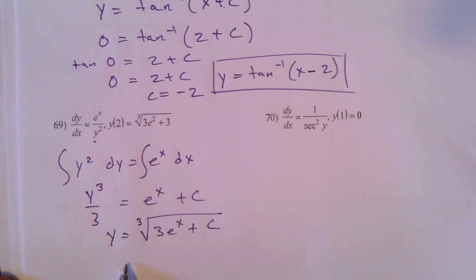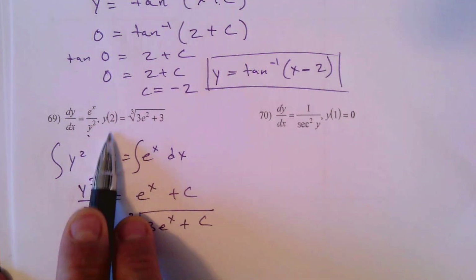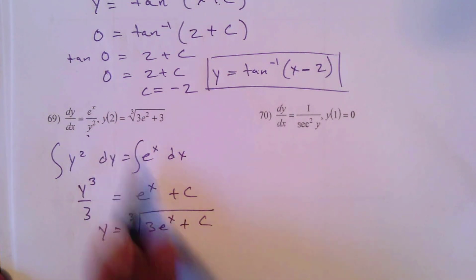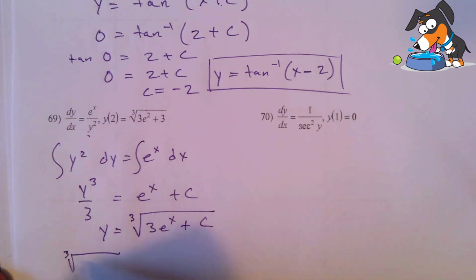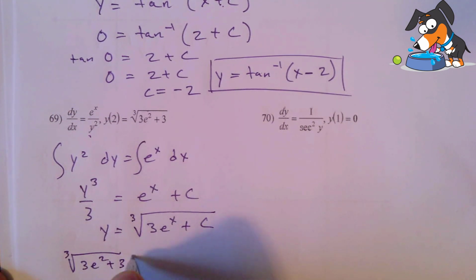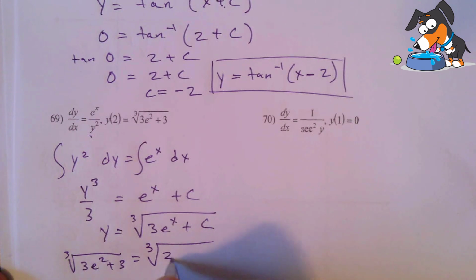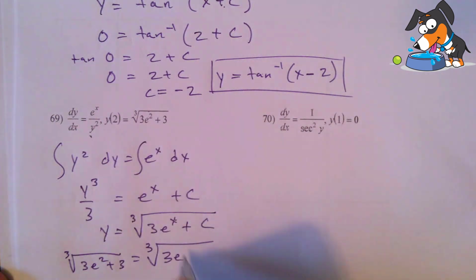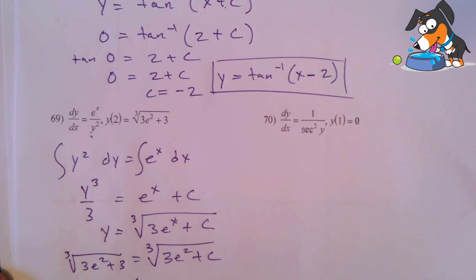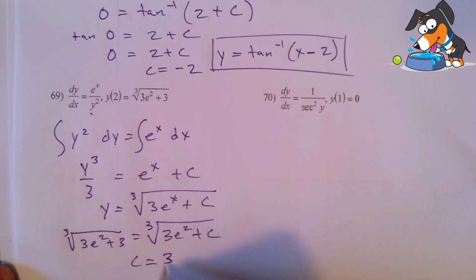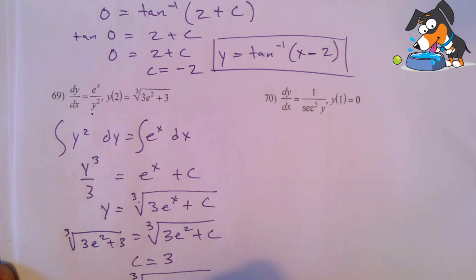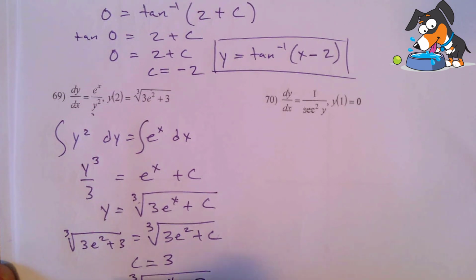So now we have our general solution, and it's probably easy to see what our particular solution is going to be, because we're going to plug 2 in for that x, and this is what's going to come out. But we'll set it up here. So this is the y value, cube root of 3e squared plus 3 equals cube root of 3e, we're putting 2 in there for x, plus c. So what does c have to be? c has to be the 3 because everything else is matching up. So c here is this 3. So now we know the value of c. We can go back to our equation. y equals cube root of 3e to the x plus 3.